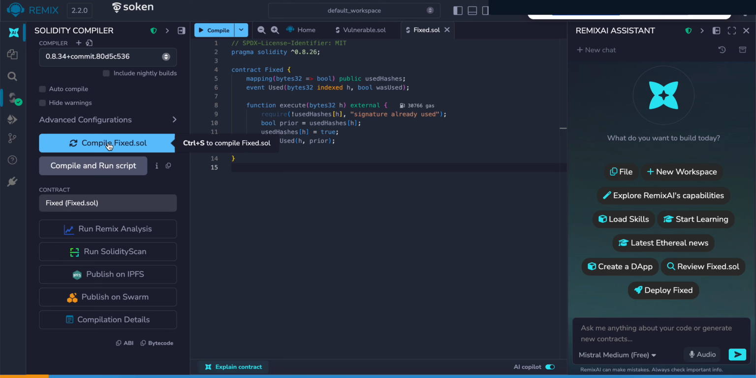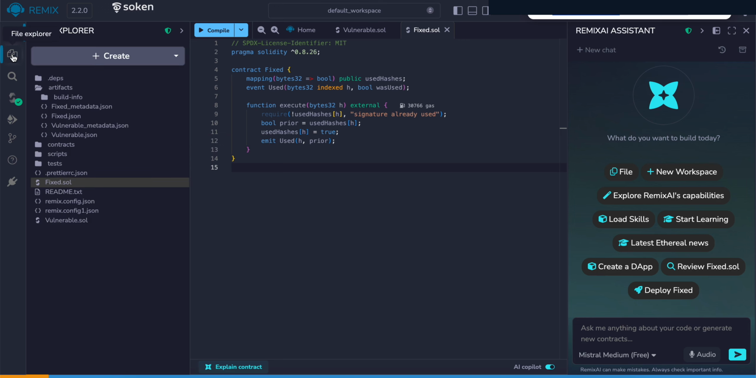Look at them side by side. Vulnerable execute is 3 lines. Read prior, write true, emit. Fixed execute is 4. Require not used, then the same 3 lines. One require statement, evaluated before any state change. Stopped 2 real hacks worth over $10 million combined.